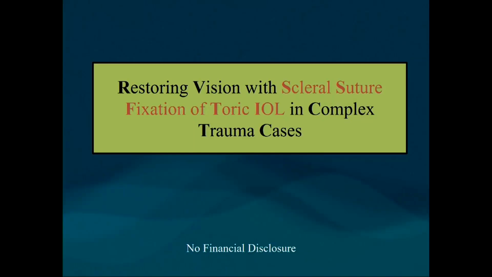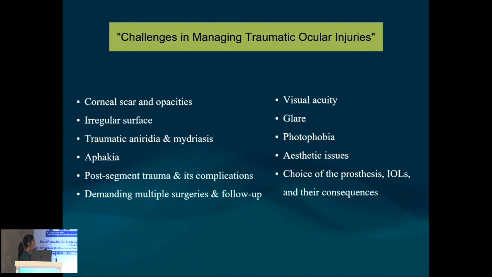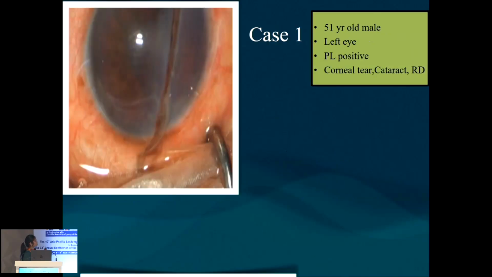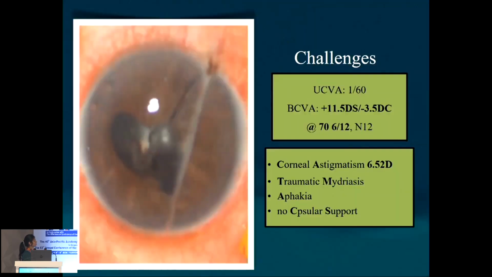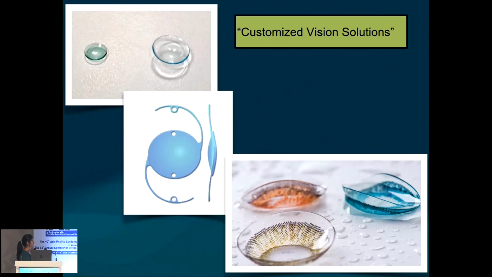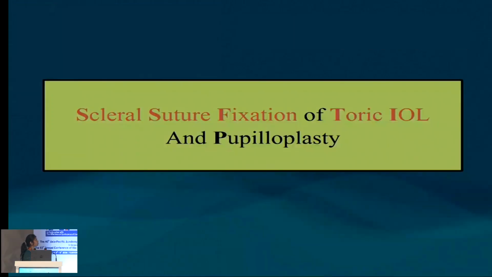Exploring an innovative solution for ocular trauma: suture fixation of toric IOL for visual rehabilitation. Managing ocular trauma is complex, with challenges in assessment, inflammation, and prosthesis choice. Today we present 2 cases and a novel visual rehabilitation solution. A 51-year-old male underwent corneal tear repair and subsequent retinal detachment surgery. Post-silicon oil removal, vision improved to 6/12, but 6.52 diopter astigmatism, traumatic mydriasis and aphakia hindered further visual rehabilitation. Though options for rigid gas permeable lenses and SFR were there, we wanted a solution that could provide spectacle corrected vision while addressing other challenges simultaneously.